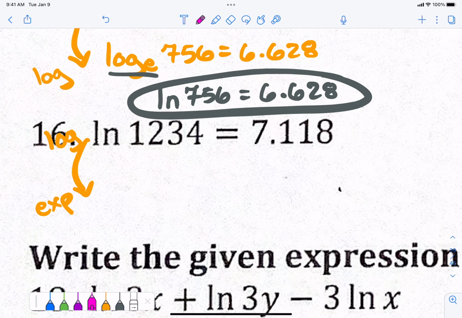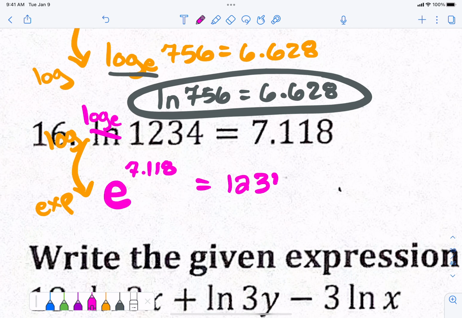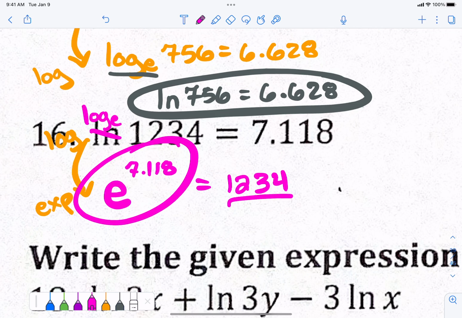E. Okay, so first, I like to write ln as log base E, right? Now I can see it is e to the 7.118 power equals 1, 2, 3, 4. Now, FYI, they are never going to give you something that does not make sense. So if you don't know whether you switched it around right, literally type in e to the 7.118 power and see if it comes out to be that.